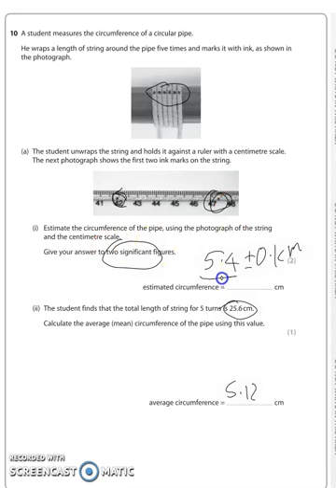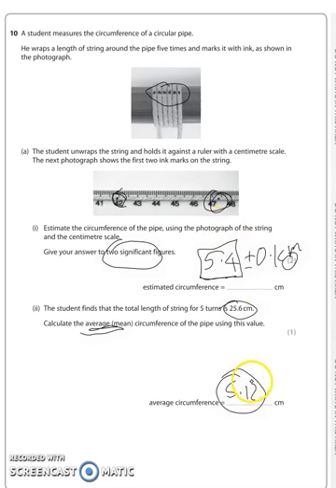So what they were going to give you here, this is two significant figures, and it's 5.4 centimeters. If you said 5.3 though, or 5.5, they would give you the mark. Anything out of that range, and you weren't getting the 2 marks. The student finds the total length of the string for 5 turns is 25.6. Calculate the average circumference. Well, you just have to divide those two together, and you get 5.12.